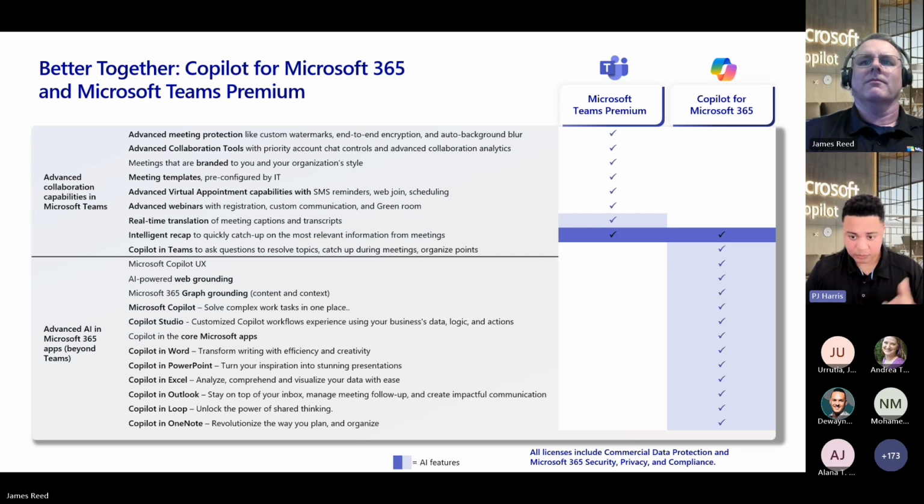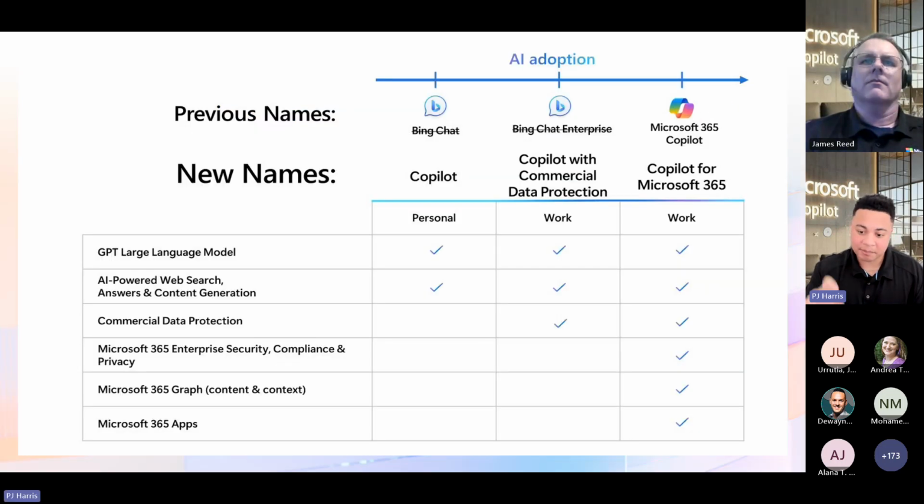So here, we break each of these down, including the name changes, so you understand which ones correlate with each other. Bing Chat Copilot gives you the large language model, ChatGPT, in the back end, or that GPT, and also the AI-powered web search, answers, and content generation. Copilot includes everything in Copilot, but adds that commercial data protection that we were just highlighting.